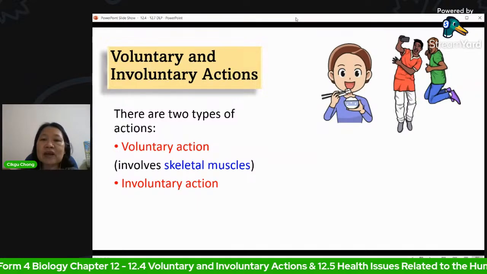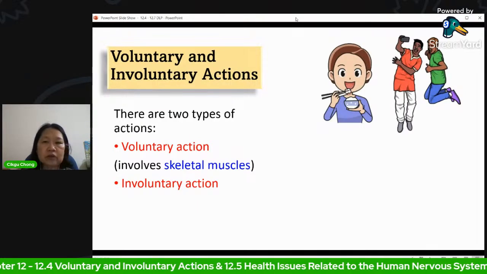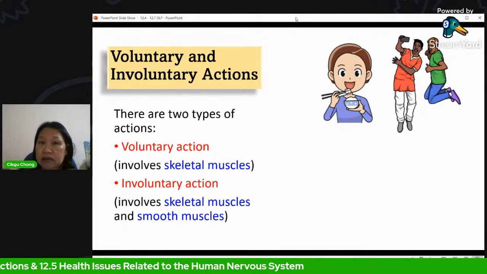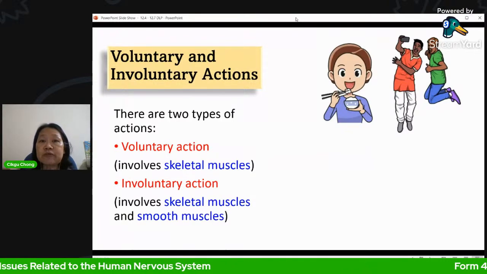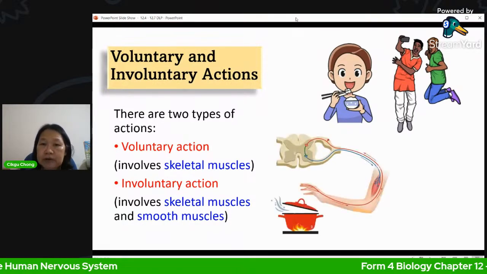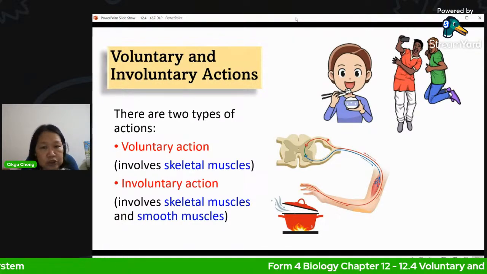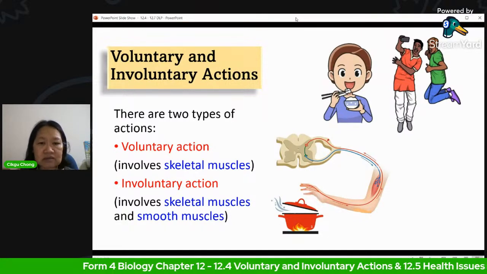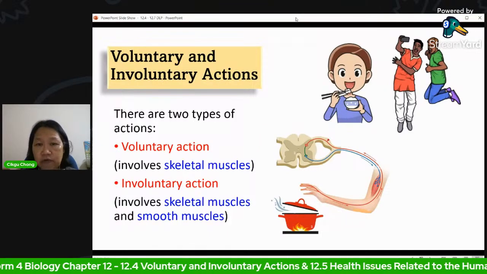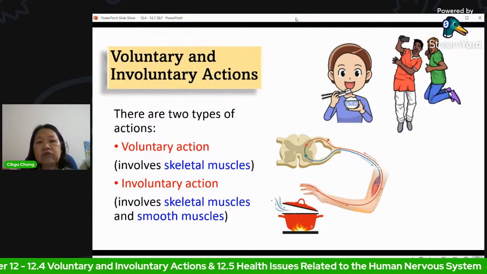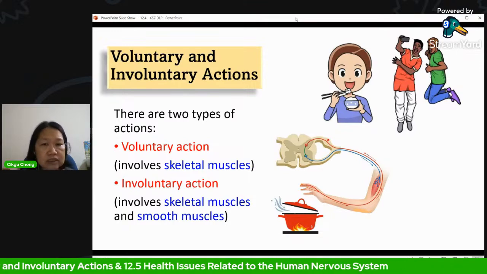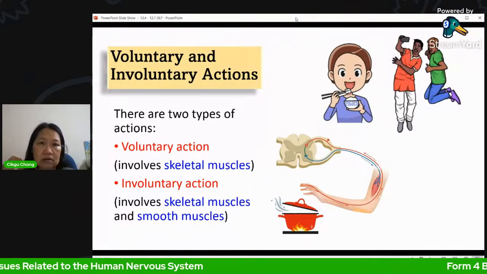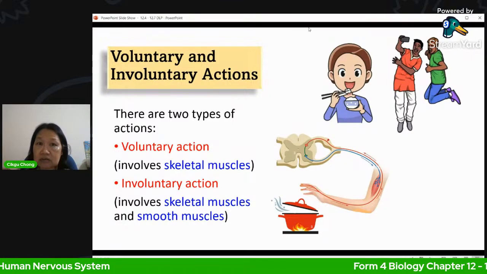Sorry. So you do not control it. You also sometimes do not know when it's happening. This involves skeletal muscles as well, and also smooth muscles. For example, I'm sure many of you have experienced this before. You accidentally touch a hot pot on the stove, and immediately your hand will be withdrawn. You will pull your hand back. This is skeletal muscle. The muscles in your arms and hands are skeletal muscles.